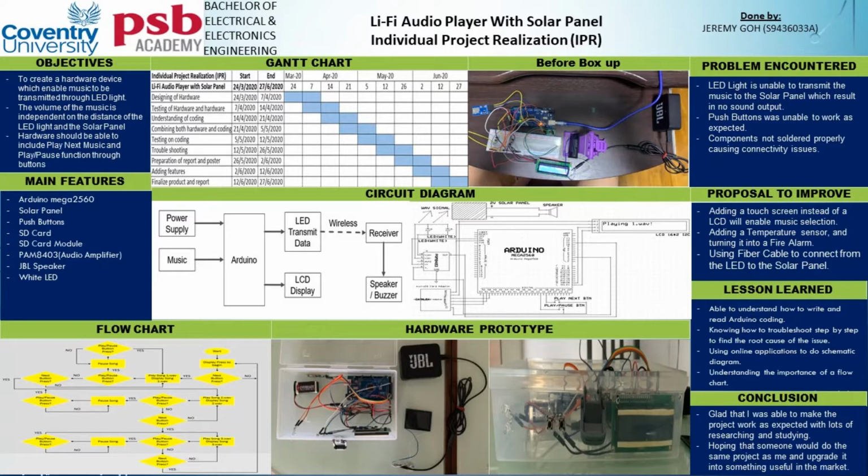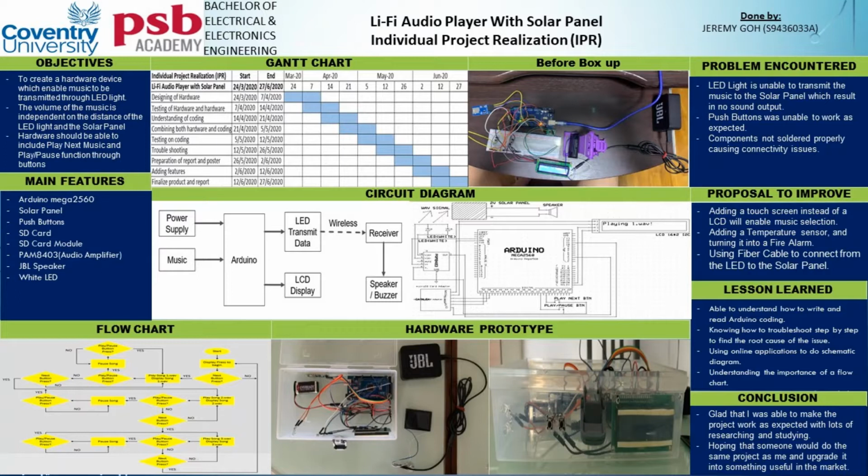Okay, so this is my Gantt chart. This is the tasks of what I've done, the date and the completion date. So I've done the Gantt chart. So this is how the prototype looks before box up. The wires are kind of messy.